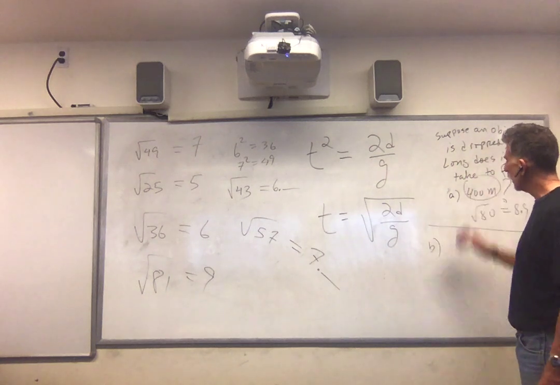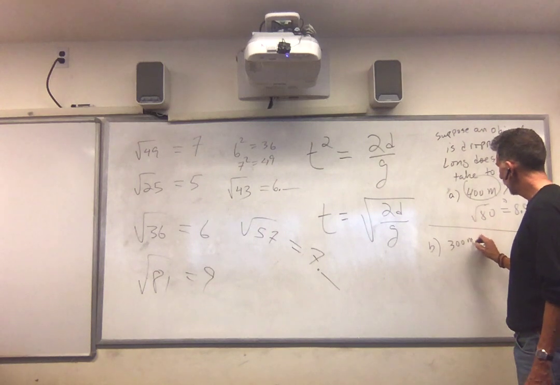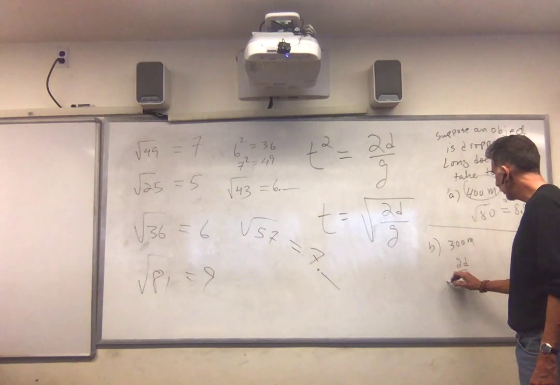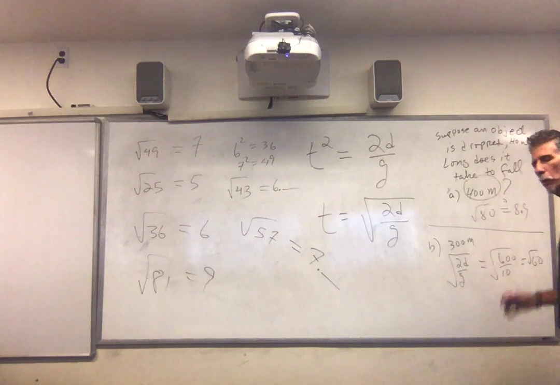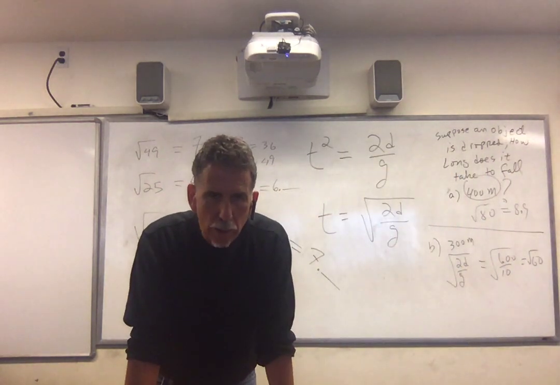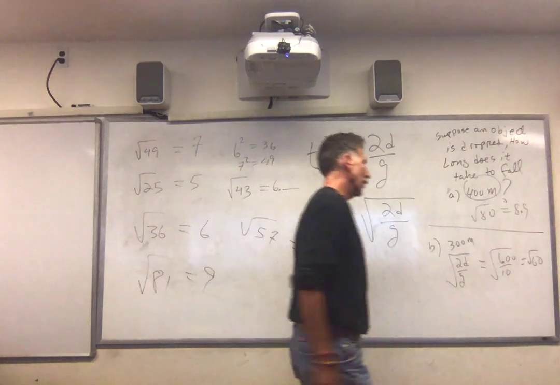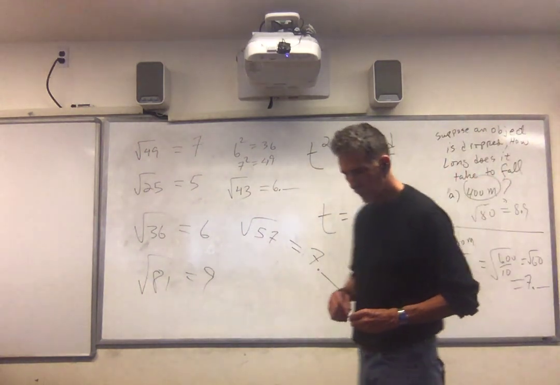Suppose it falls not 400 meters, 300 meters. So then I have 2d over g is equal to 600 divided by 10. Yes? Square root of 60. What's the square root of 60? Well, 8 times 8 is 64. 7 times 7 is 49. I don't know. It's 7 point something. That's all you need. Okay?